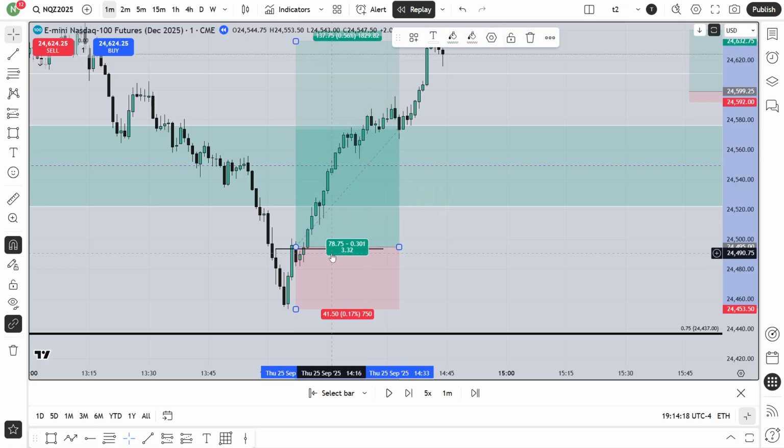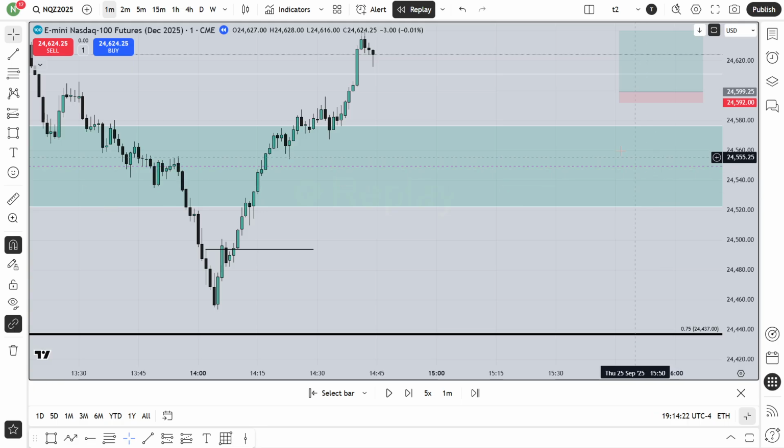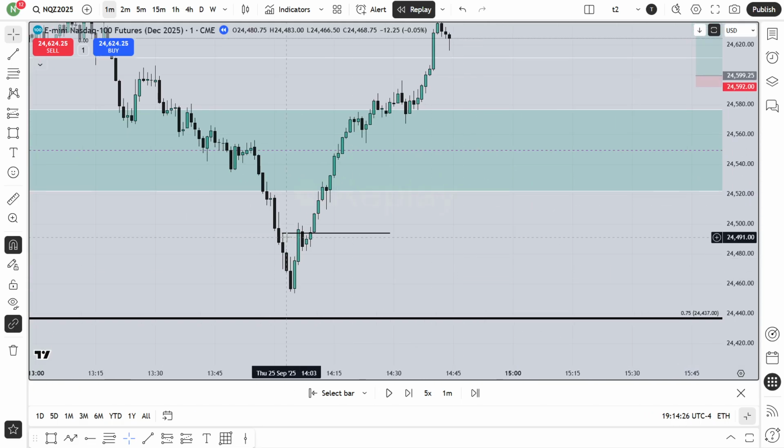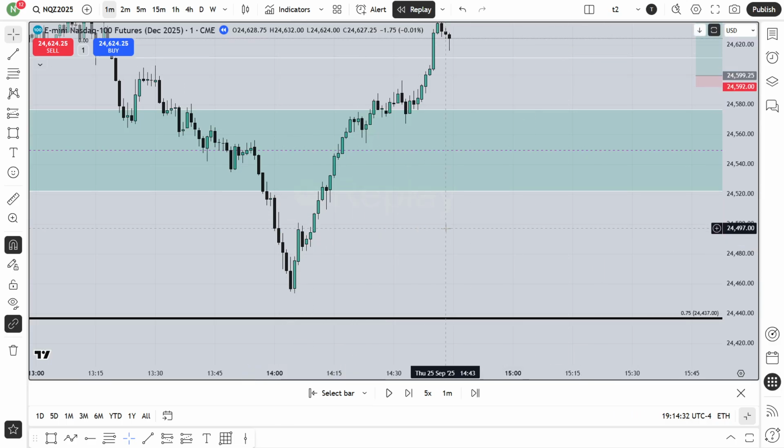No, it's not valid. Why? The higher time frame is important. I am expecting that this gap is not going to be closed 100%. So I'm not interested in using this order block over here. Without context, this concept doesn't have any value. You have to have some kind of context first.